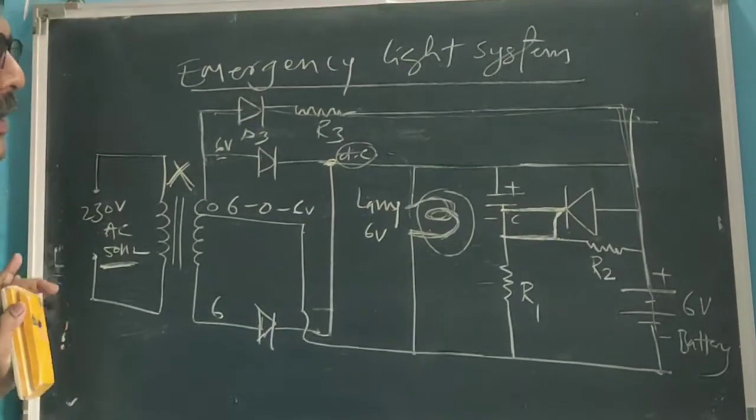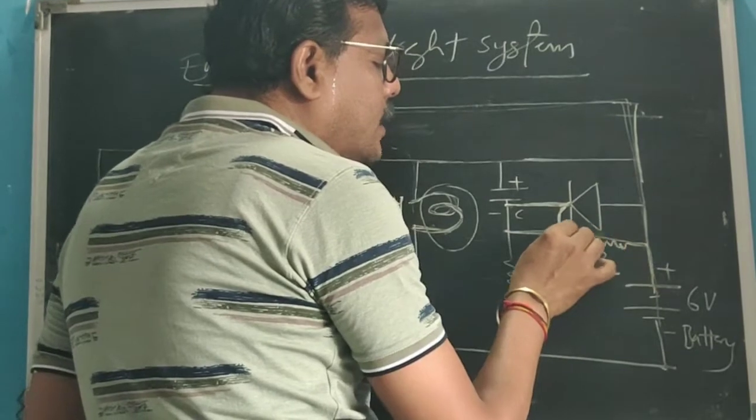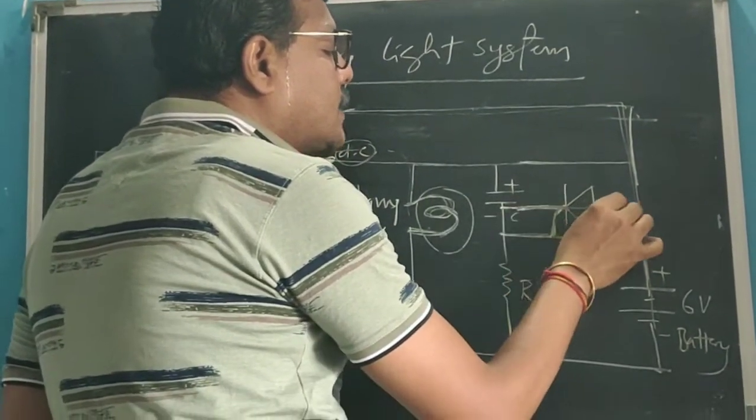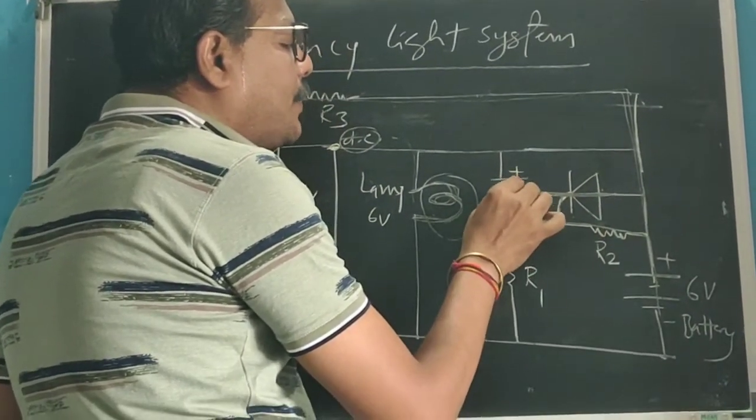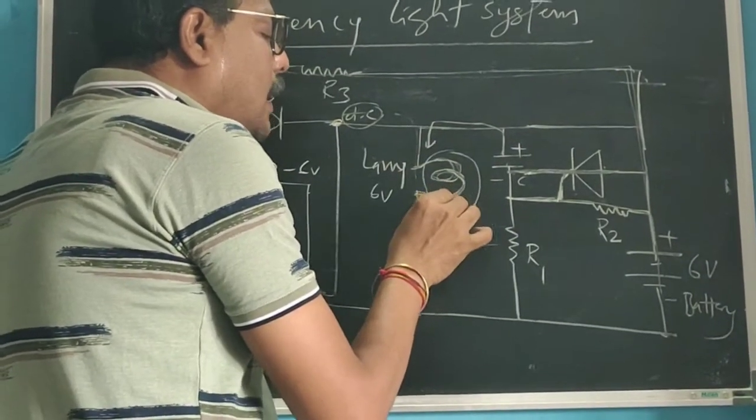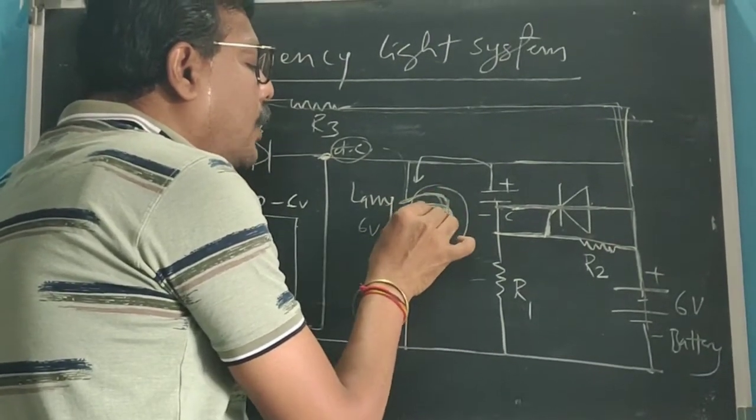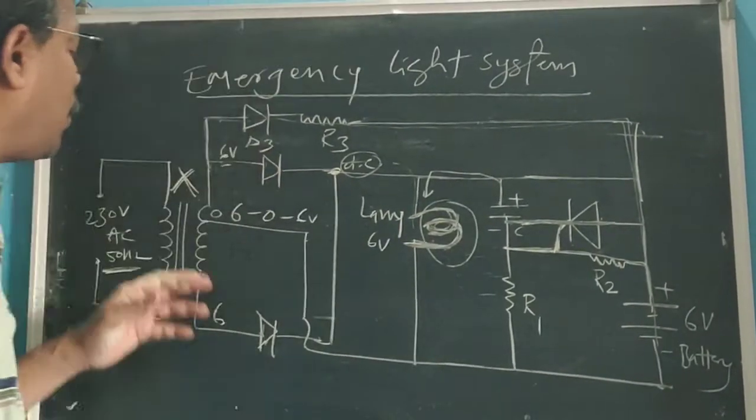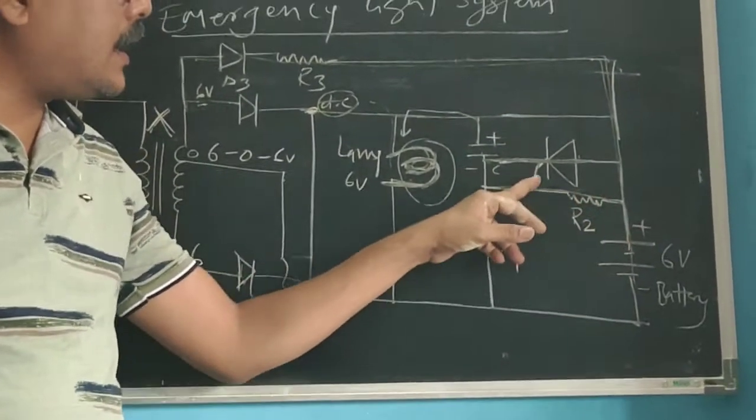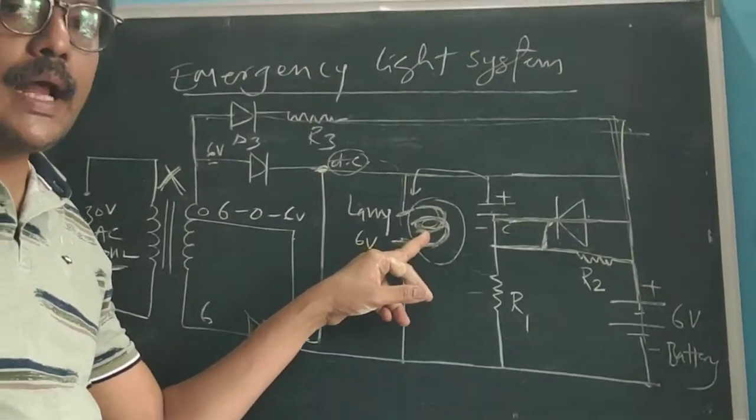When the mains is not present, at that time this battery will give the current to the gate terminal of the SCR, and due to that the SCR is conducting, and the conducting SCR acts as a short circuit. Due to the capacitor charge, the capacitor will provide the current to the lamp, and due to that current the lamp will continuously glow. It remains on when the AC voltage is not present. When the AC voltage is not present, the battery will provide the gate trigger, the SCR is conducting, and as the SCR conducts it will provide the current to the lamp, and due to that the lamp glows.